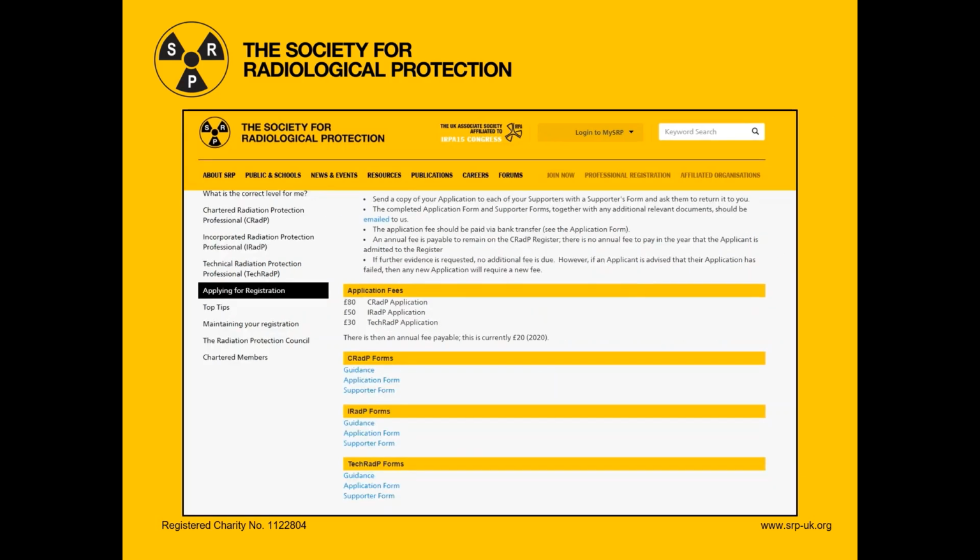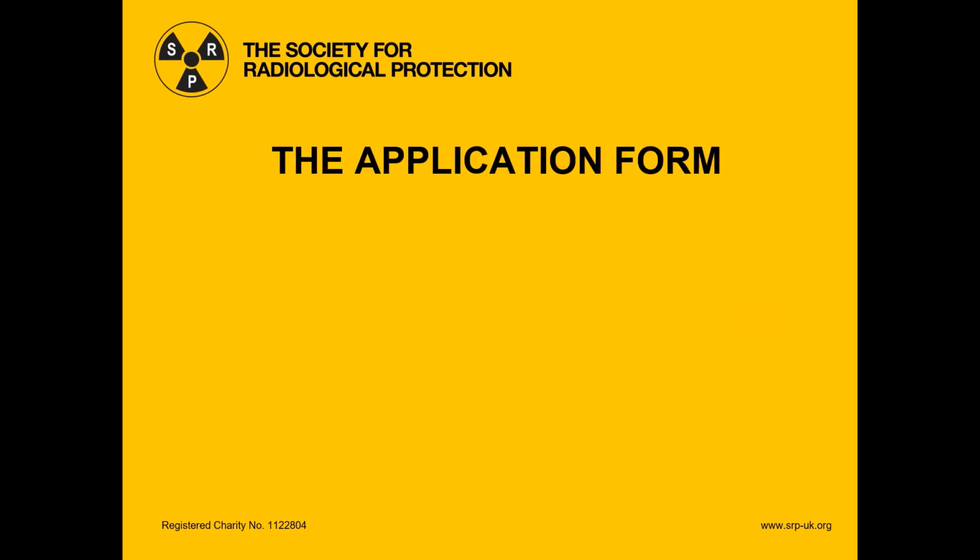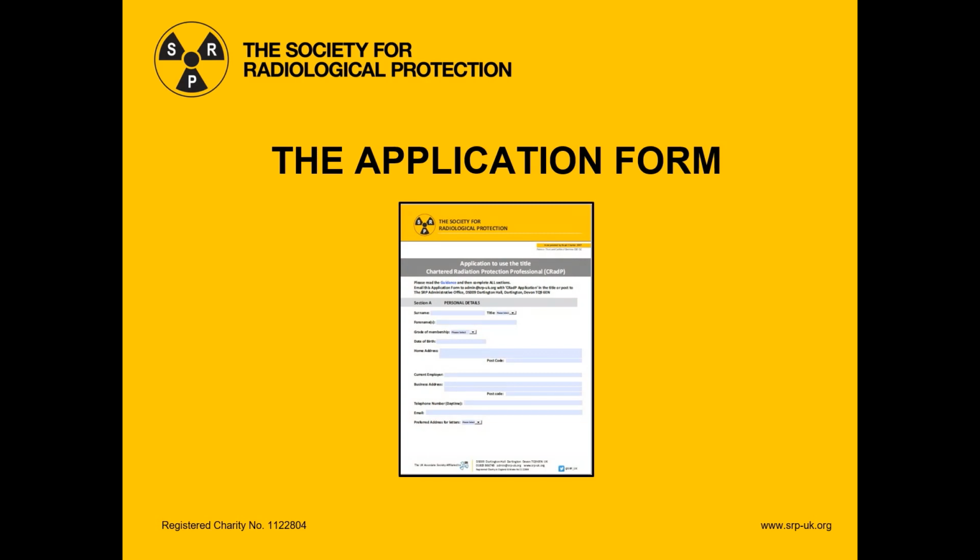This will take you to this page, where you will find information for each of the 3 titles. For each there is guidance, the application form and the supporters form, and then this is repeated for each. When you have read the guidance and decided which title is appropriate for you, you are ready to complete the application form.